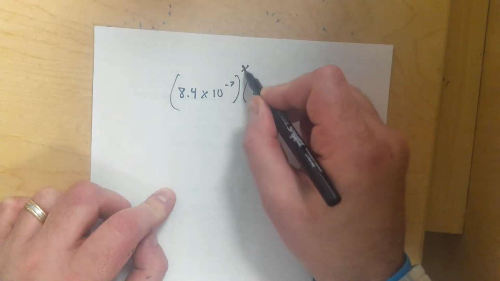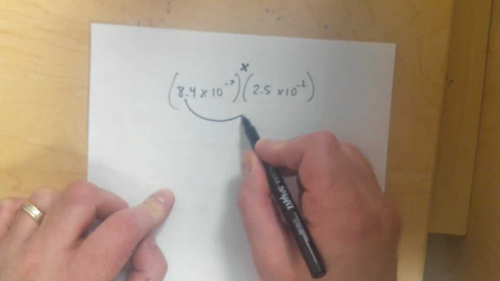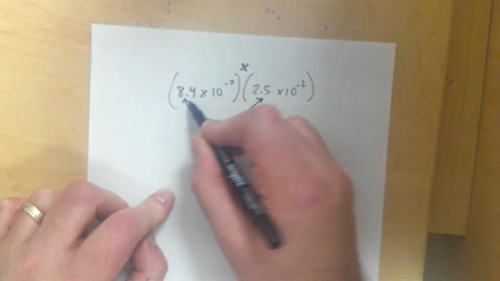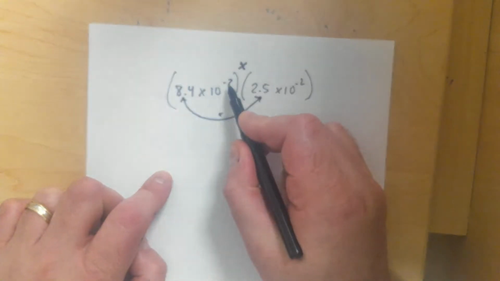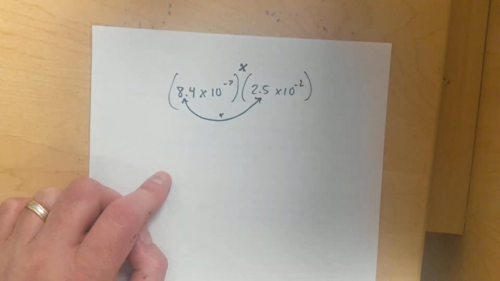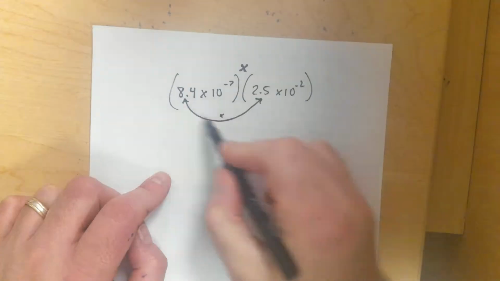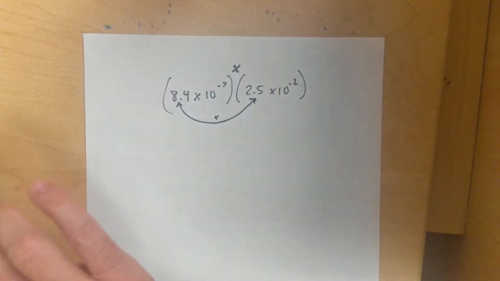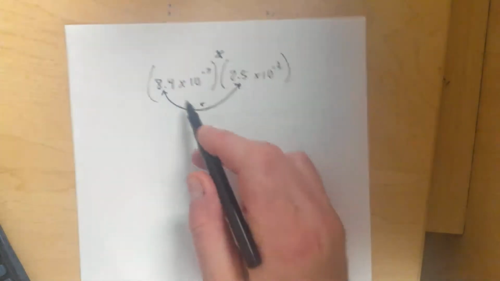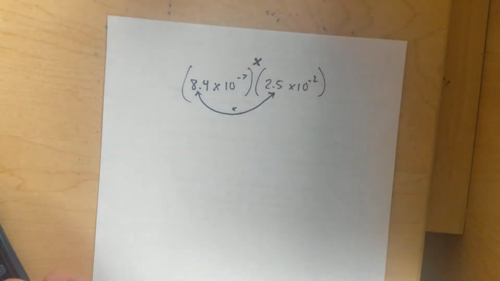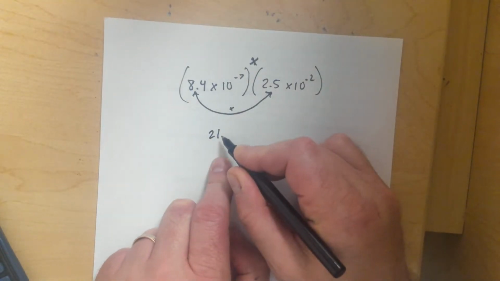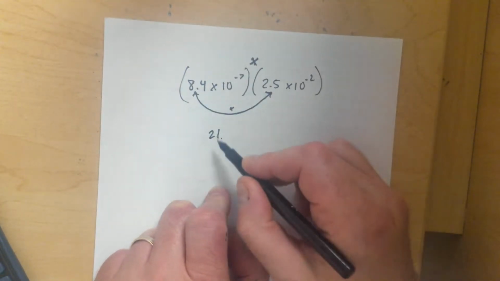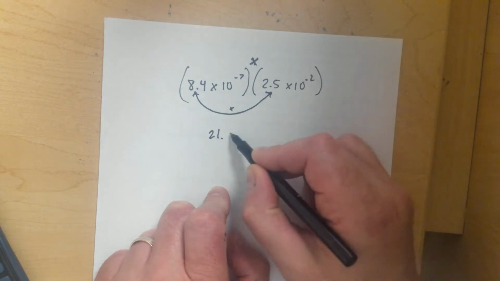So, multiplication. I'm going to take my front number and multiply it by that front number. These two are going to get multiplied together. That's step one. I don't have to worry about whether my exponents are the same right now. I'm going to start by multiplying. So 8.4 times 2.5. I get 21. Now remember, my decimal is at the end of that number. I'm going to have to know that here in a minute.